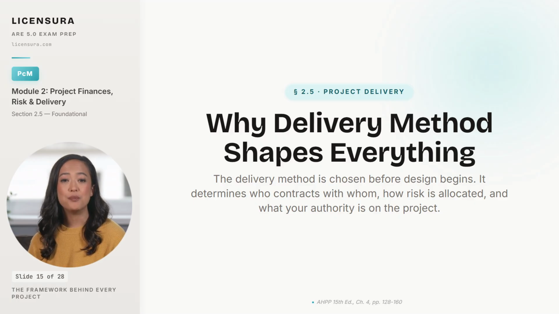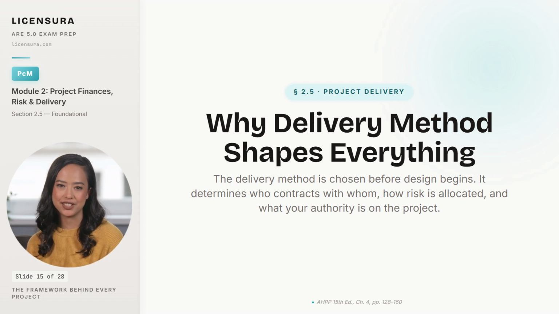2 projects that look identical on paper, same program, same site, same budget, can run radically different schedules, different risk profiles, and different architect roles, depending on which delivery method the owner chose. If you arrive on a project without understanding which method governs it, you are about to make decisions that don't match the contract you are operating under.